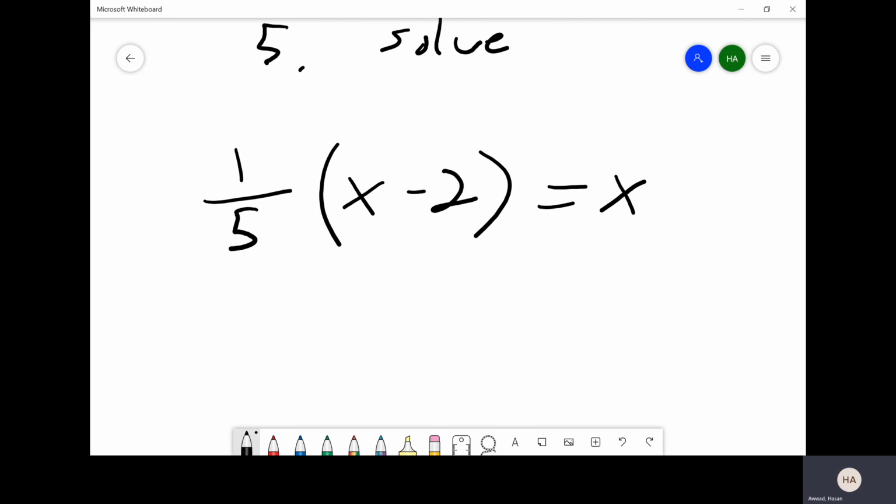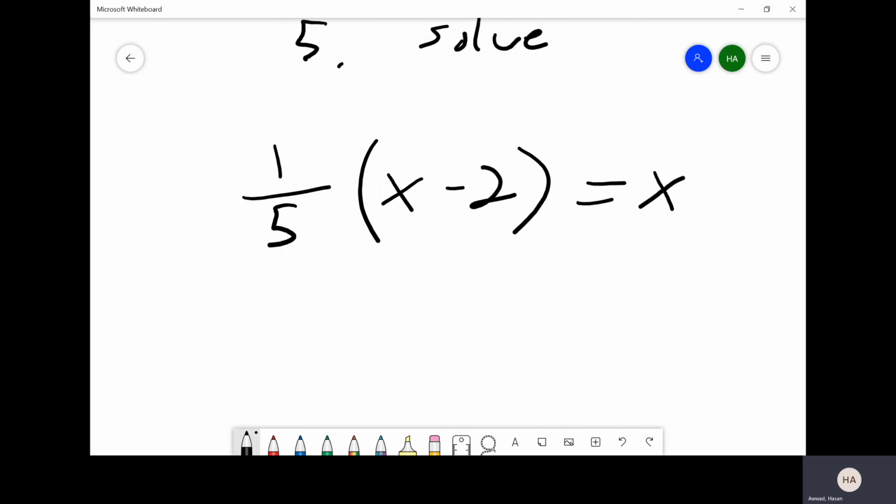Because we're multiplying by 5, we're also multiplying by the 7. So it's the same thing as multiplying by 35, right? But in this case, we only have the 1/5 to get rid of. So we're going to multiply both sides by 5. So multiply by 5, multiply by 5.